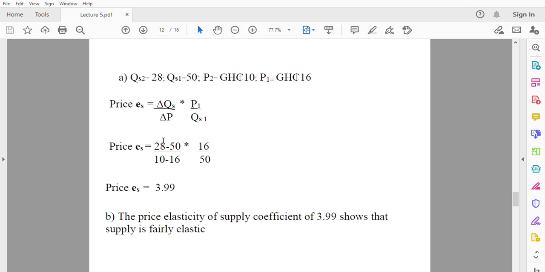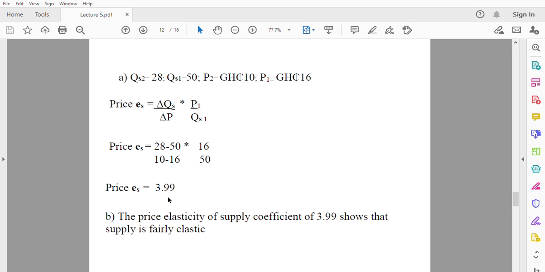Q2 minus Q1 is 28 minus 50, and P2 minus P1 is 10 minus 16, times P1, which is 16, all over Q1, which is 50. So we have our answer, 3.99.